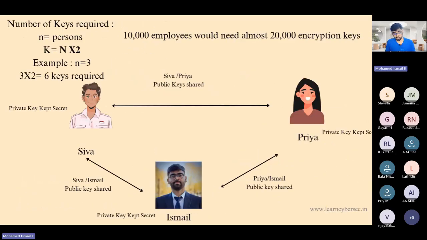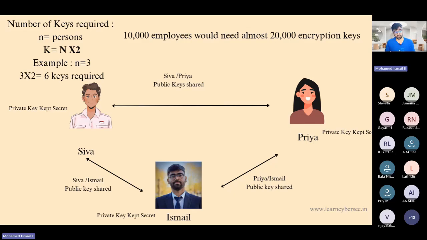Now the third person, Ismail, is joining the group. Now all three guys have two keys, private key and public key. Siva broadcasted his public key to Priya and Ismail. Ismail did the same thing with Siva and Priya. Priya also broadcasted her public key to Ismail and Siva. So all three, if they start communicating, use the others' public key to encrypt and send. The recipients use their private key to decrypt. That way, the communication is secure, and we are solving the key problem. The number of keys required is less here.